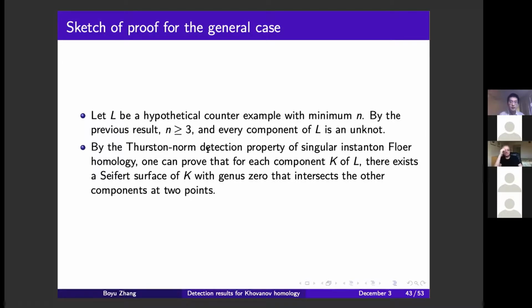Now, if we take one component K of L, and as before, study the properties of its Seifert surfaces and try to minimize the value of 2g plus n, then using a similar argument, we can show that the value of 2g plus n has to be less than or equal to 2. And therefore, if we also look at the linking numbers, we can show that n has to be non-zero. So therefore, the only possibility is that g equals 0 and n equals 2. That means that every component of L must bound a separate surface with genus 0 that intersects the other components at 2 points.